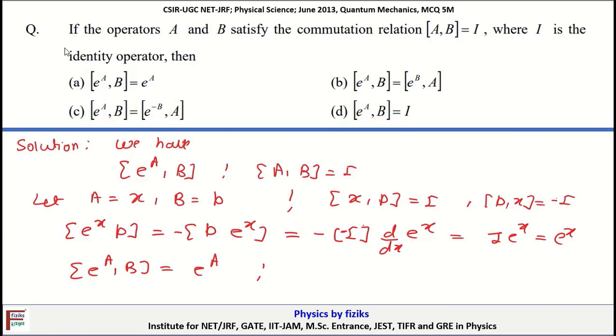Here I have used the property: the commutator of p with a function f(x) would be the commutator of p with x into del f of x by del x. So I have used this property, instead of expanding the exponential term and taking the conjugates and all that stuff. It's better to use this identity and get the answer in a simpler manner. So the correct answer for this would be option A.